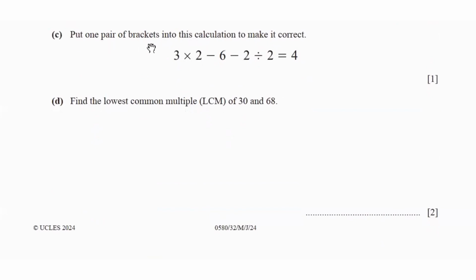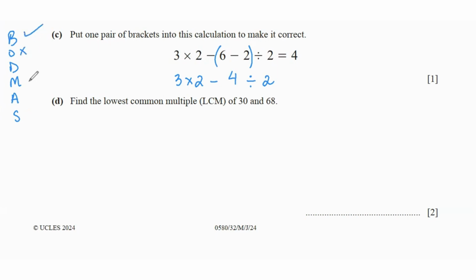Part C says put one pair of brackets into this calculation to make it correct. To make the calculation correct, we're going to put the brackets between 6 and minus 2. Why? Because 6 minus 2 is 4. Then we're going to have 3 times 2 minus 6 divided by 2. Remember, we're following the rules of BODMAS or BIDMAS or PEMDAS, whatever you call it. First, you solve the brackets. So we did the brackets first. We don't have any exponents, so we're not going to do the second one.